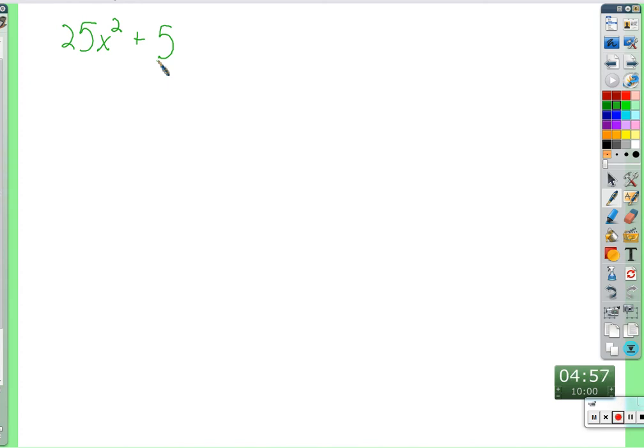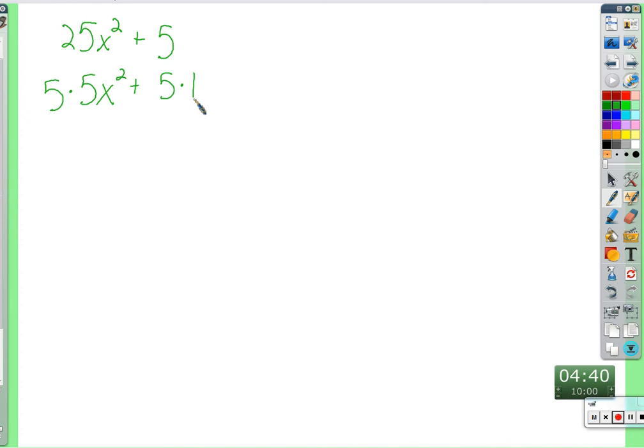5x. Does this have an x in it? No. Just 5 is a common factor. I'm going to write this a little bit differently. This is 5 times 5 times x squared plus 5 times 1.